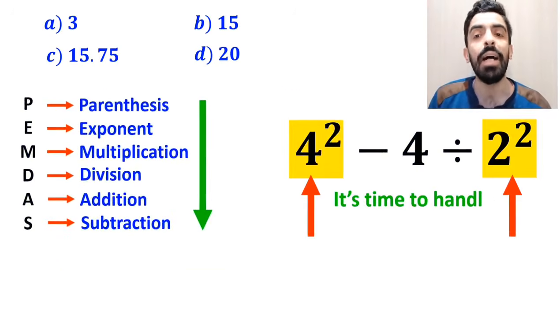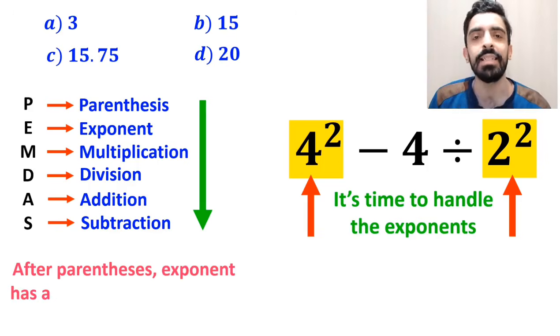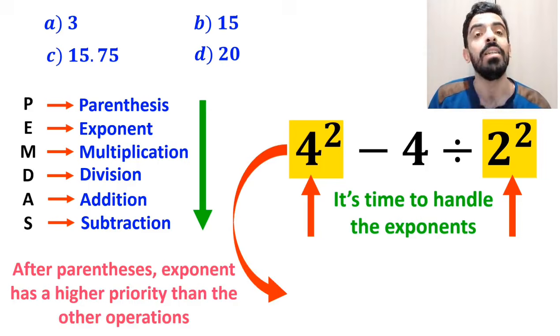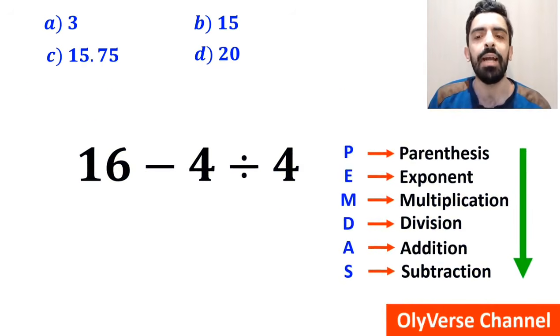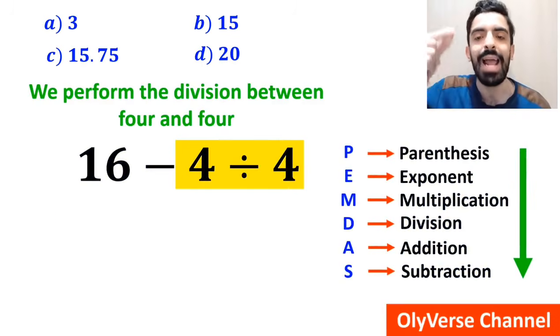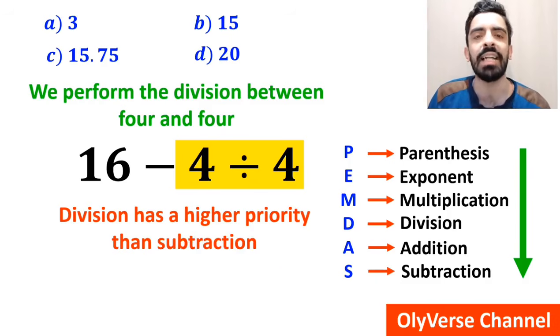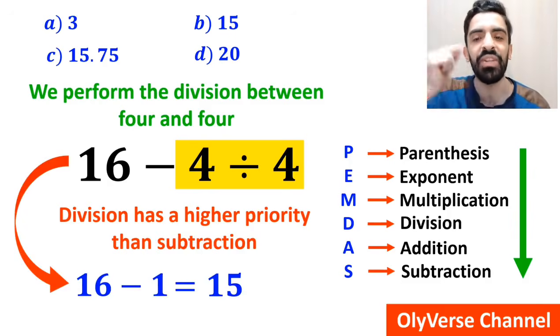Next, it's time to handle the exponents, because according to the PEMDAS rule, after parentheses, exponent has a higher priority than the other operations. So, we can write this expression as 16 minus 4 divided by 4. And the final step, we perform the division between 4 and 4, because division has a higher priority than subtraction. So, this expression simplifies to 16 minus 1, which finally gives us the answer 15.